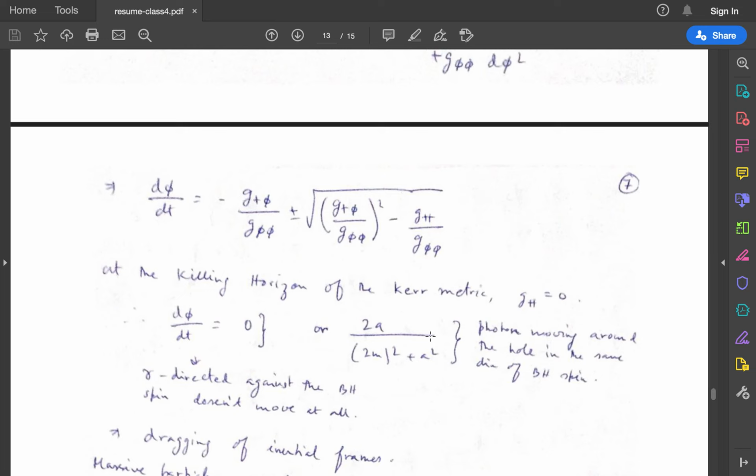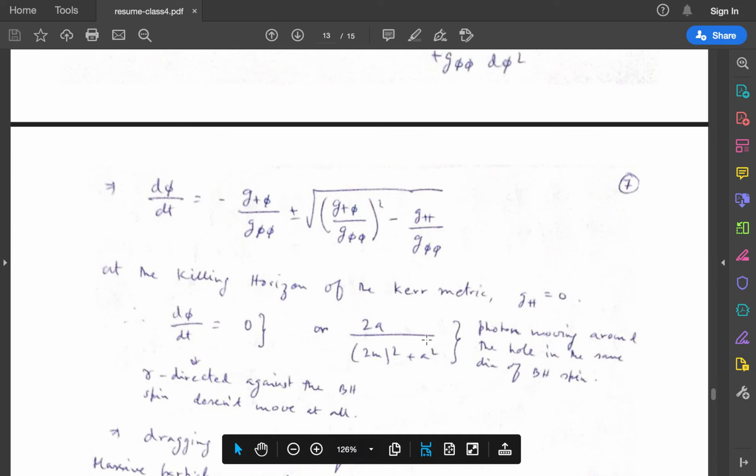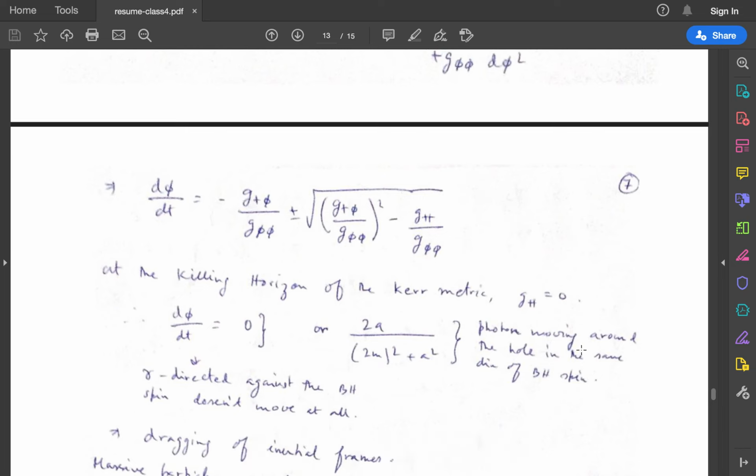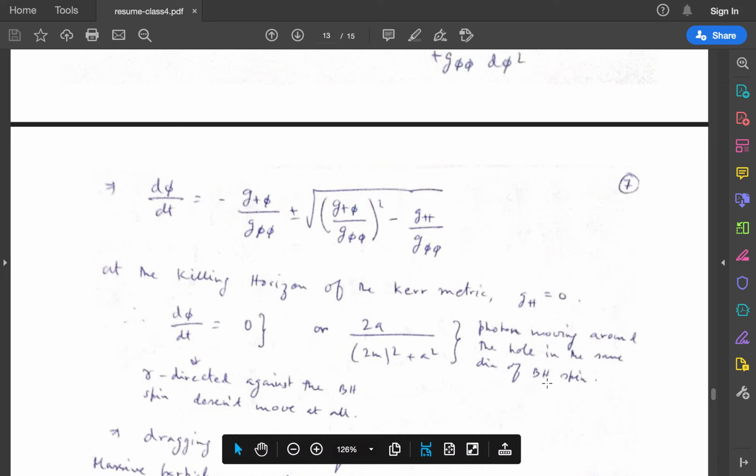So these are the two solutions. Let us first see what this solution is. d phi by dt is proportional to a, or in the direction of a. So the photon moves around the hole in the same direction as the black hole's spin. The photon will move around the black hole in the same direction, and it cannot go in the other direction.